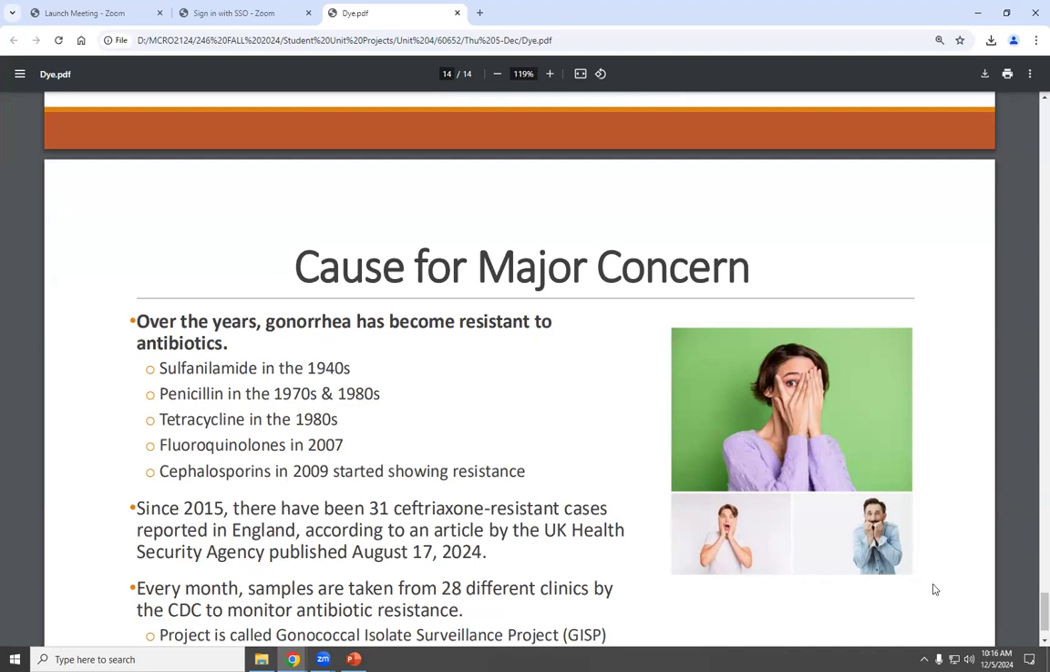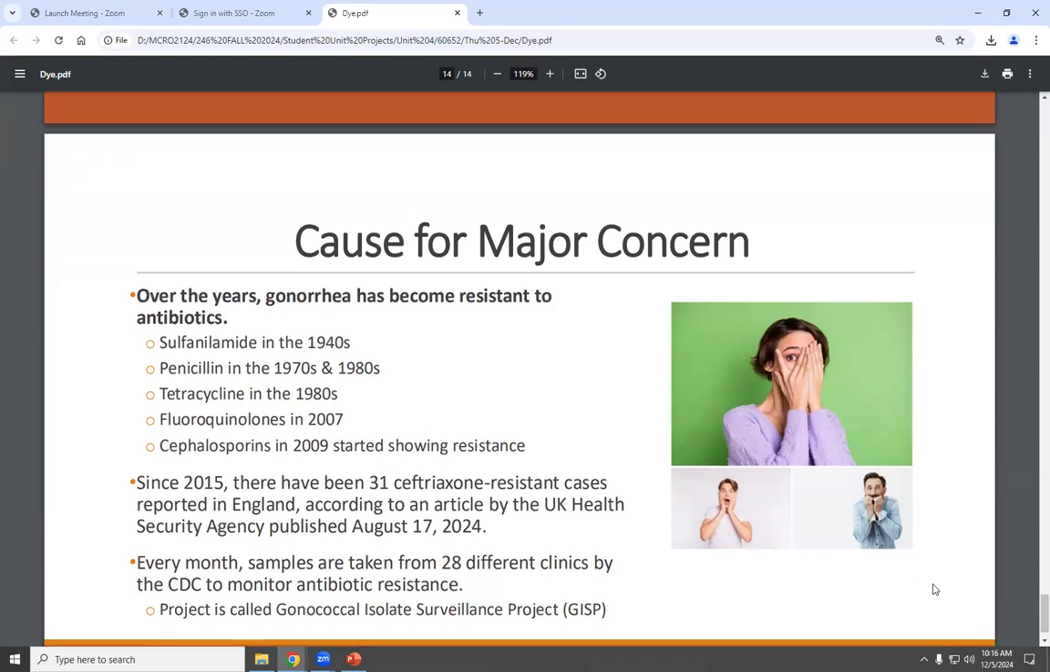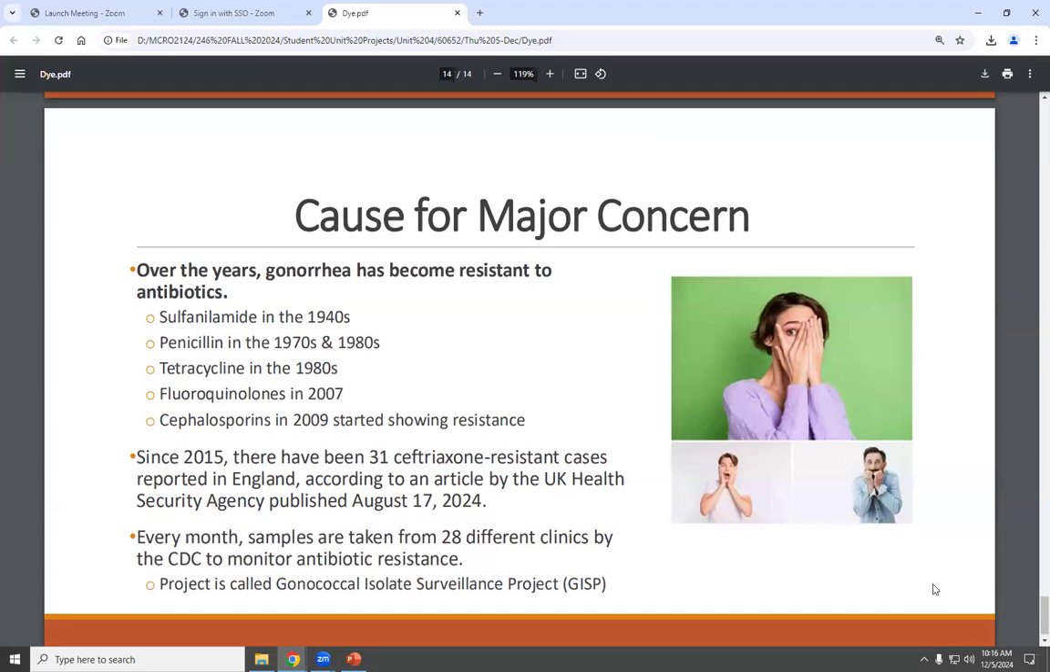While I was doing my research on this, I found an article from this calendar year saying that in England, they've already had 31 cases of antibiotic resistance to ceftriaxone. So super scary. Definitely get yourself tested if you're having sex with lots of people. That's it.